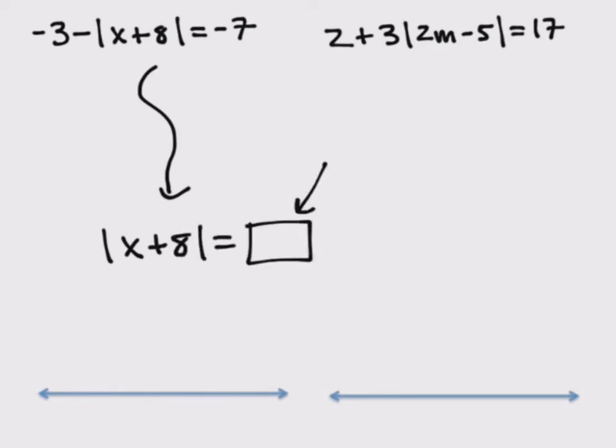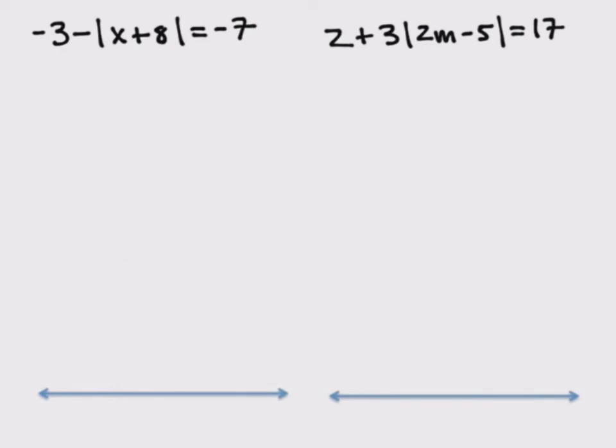Doesn't matter what this number is, the first thing we always want to do is isolate our absolute value. So, taking a look at our original equation, I think the first thing we need to do is add 3 to both sides. And that's going to give us the new equation, negative the absolute value of x plus 8 is equal to negative 4.